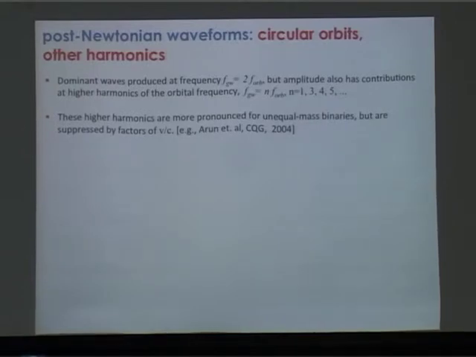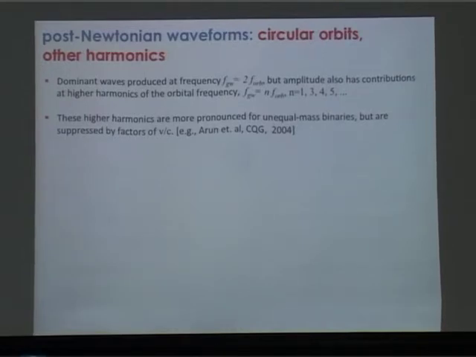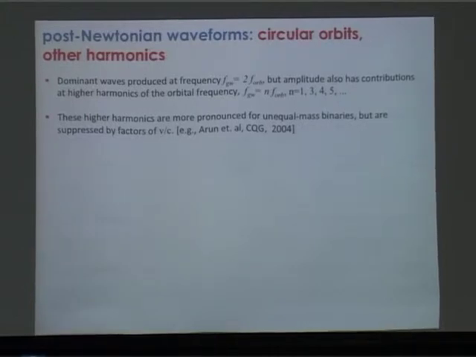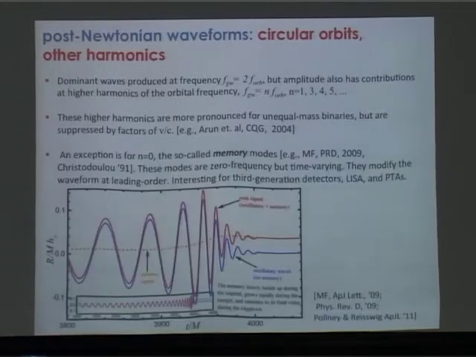But typically these amplitude corrections, which we call higher harmonics, are suppressed by a factor of v over c. What we call the 2-2 mode, the mode that occurs at twice the orbital frequency, is really the dominant effect. But these other higher harmonics can also be important for improving your ability to pick out these signals. So it's useful to model them, and Arun and other people in this room have spent a lot of time working on that.